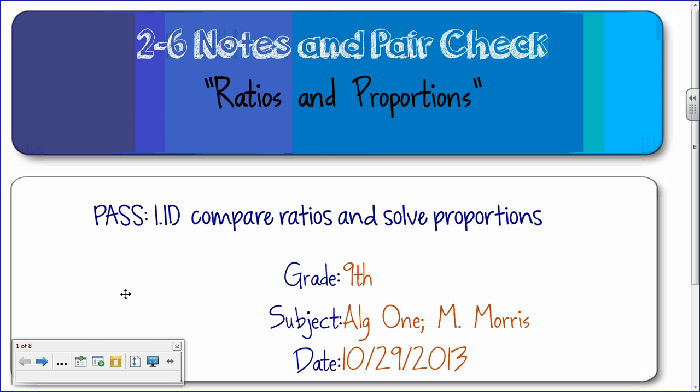Okay? Hey, 2-6 notes, Paratech, we're going to go over ratios and proportions. This is Pass Skill 1.1D. What we're going to do, our objective today is compare ratios and solve proportions.